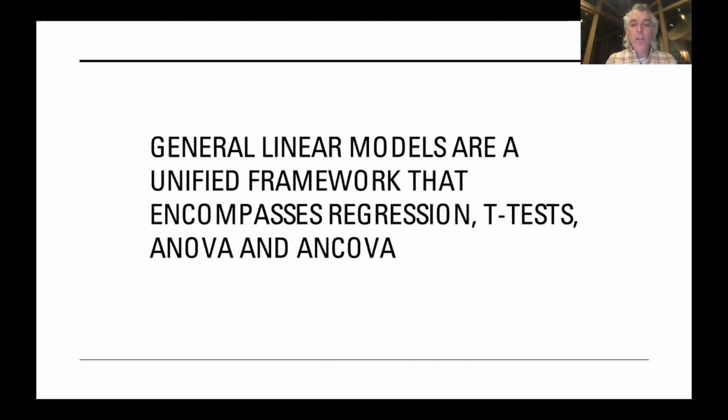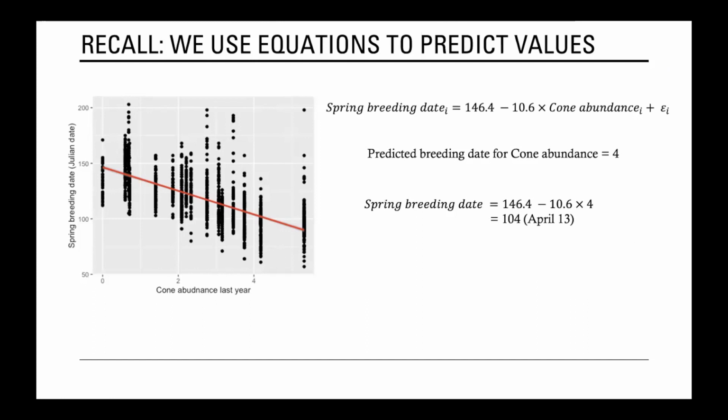So general linear models then represent a unified framework that provides us with a lot of flexibility to analyze different sorts of situations using this same overall framework, which encompasses all of the techniques that we've talked about so far, including regression, t-tests, ANOVAs, and ANCOVAs. Now, if you recall, the reason we were performing regressions was because we were interested in coming up with this regression equation that we could use to make some predictions. So we've already gone over what this regression equation is.